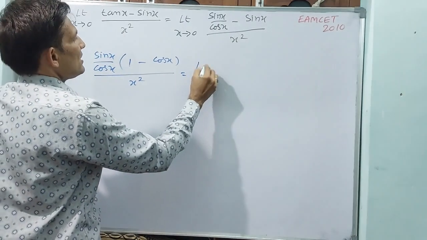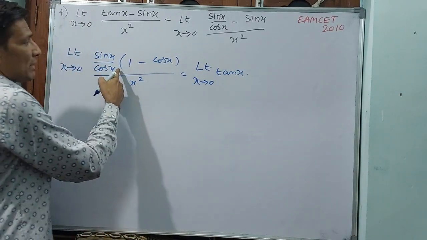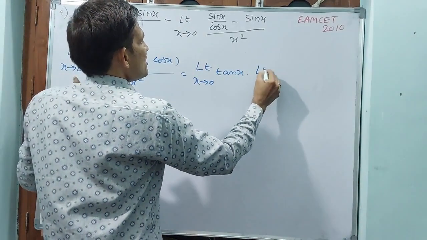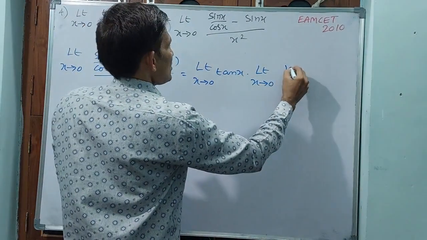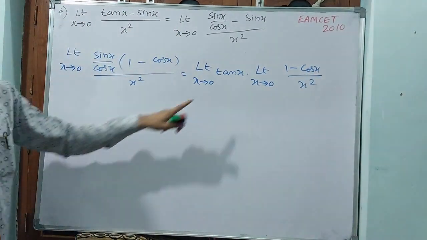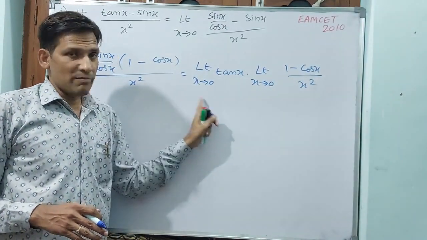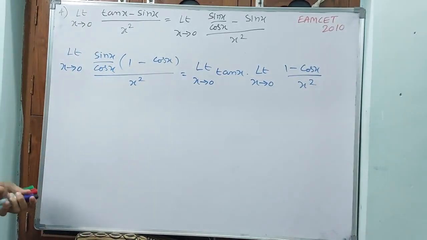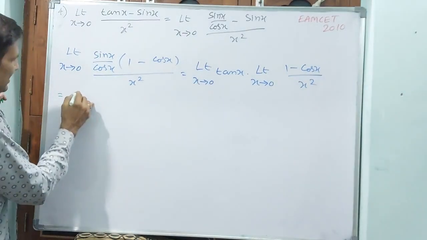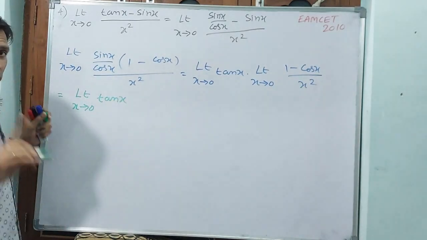This is equal to limit x tends to 0 tan x into, why? Because multiplication is there. Don't get confused. Here multiplication, okay? Limit again x tends to 0, now this time I am making 1 minus cos x by x square. Now you see, I am not doing L'Hospital for the whole thing, I am doing it only for this part. Why? Because this limit is different, but it is multiplication. Like that also you can do. That is why I have taken this question. Now you see, I am not applying the limit yet, wait. We will apply it in one go. Tan x, finally the answer will be 0 only, but wait.